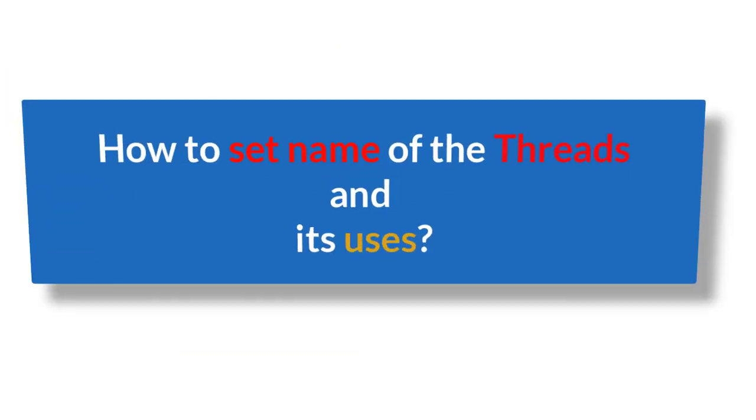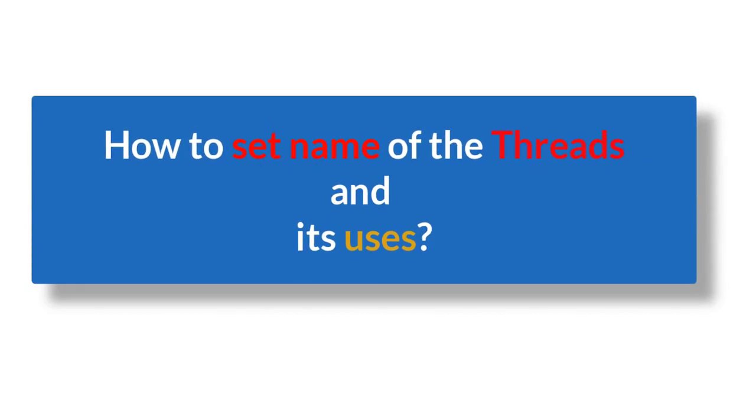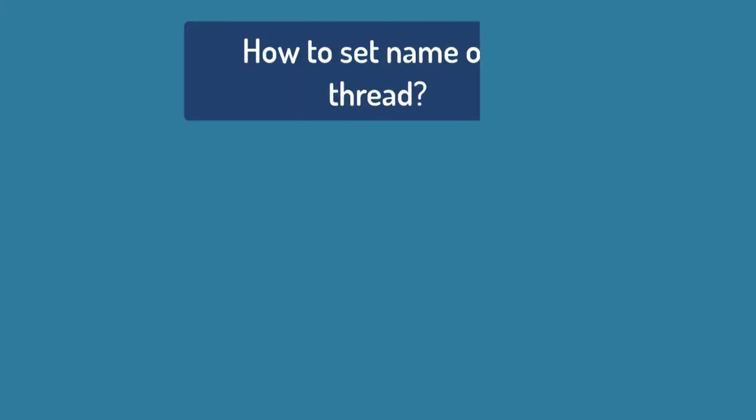In this section we will learn how to set the name of a thread and where we can use it. So the question is, how can we set the name of a thread? Do we need to write our own method?